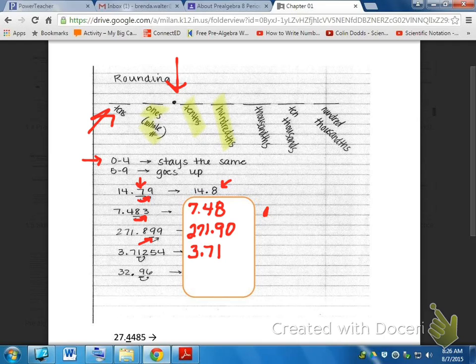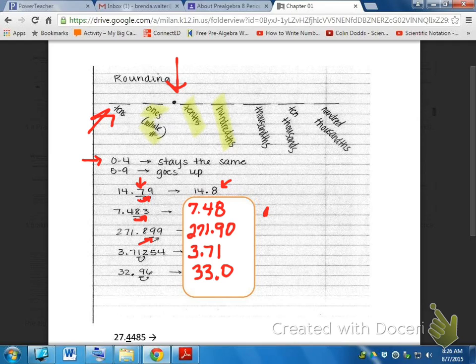32.96. Trayton, what are you thinking? 33.0. 33.0 is exactly right. Now, this is the one I want to talk about a little bit extra because this is the one kids miss more than any other kind of rounding. It is telling us to round to the nearest tenth. That means if you have to round at all, there has got to be a number in the tenths place. It just so happens you have to look at the 6.